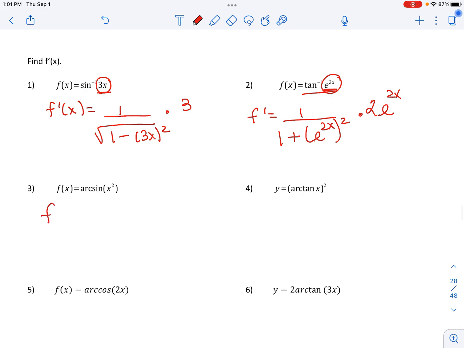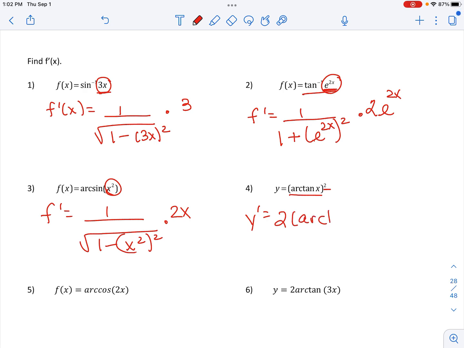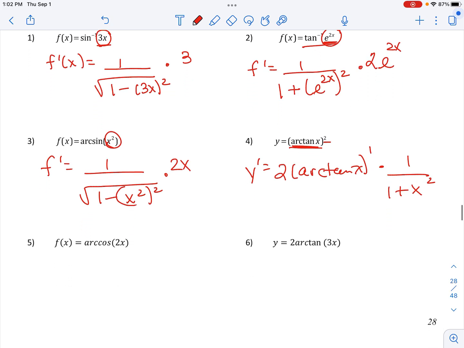Arc sine again, 1 over square root of 1 minus u squared, derivative of x squared is 2x. Okay, this one here, notice you have an arc tangent, but the outside function is that 2, so you need to bring down the 2 first, reduce the power by 1, and then you need to do the chain rule on the derivative of the inside, which is arc tangent, and that derivative is 1 over 1 plus x squared.